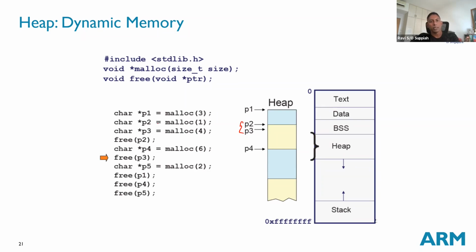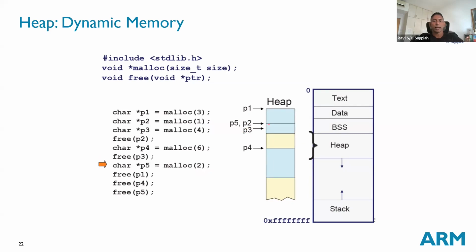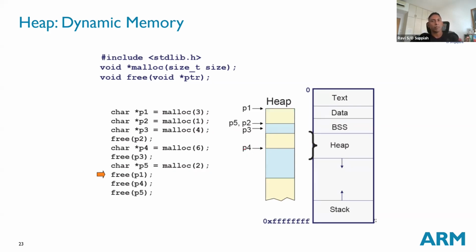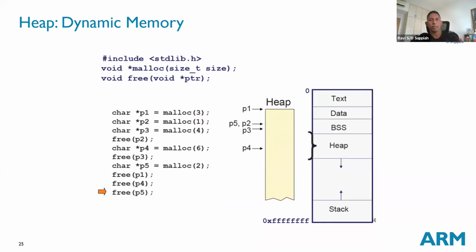Originally P2 had a size of 1, and now P5 is asking for a size of 2 blocks, correct? But the total size here is 1 plus 4, so in total I have 5 blocks over here, and I need 2 blocks, so I go back to where P2 started and I allocate these 2 blocks. Again, there are different policies on how the memory can be allocated whenever a process asks for it. We will look at that in a while. Then in the end, when I'm done with everything, of course, I can free up the memory.